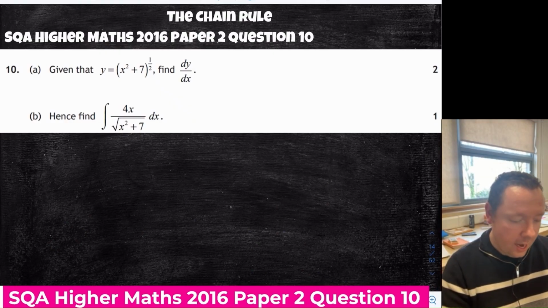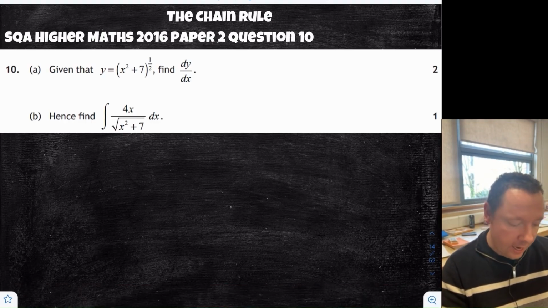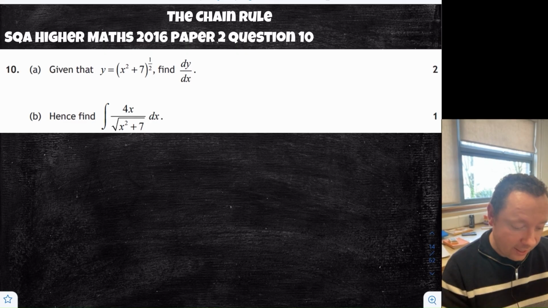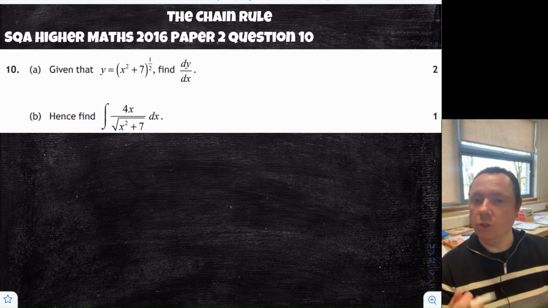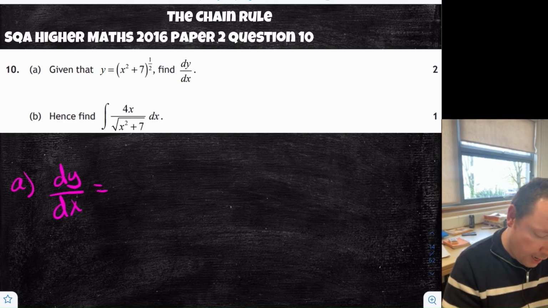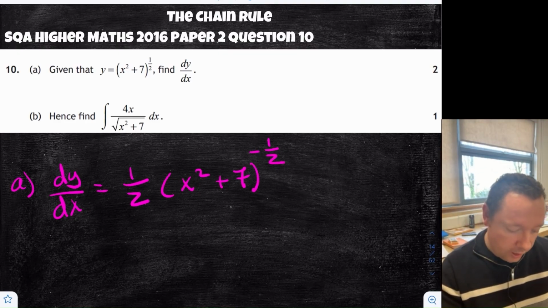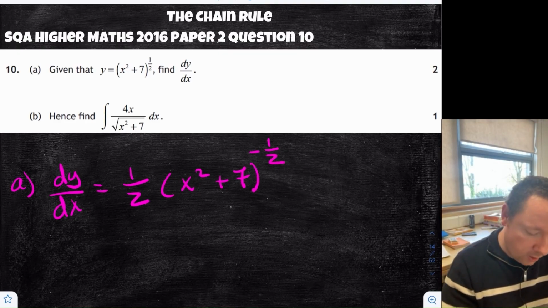The chain rule. SQA Higher Maths 2016, Paper 2, Question 10. Given y equals the square root of x squared plus 7, find dy by dx. And then part B, hence find the integral of this function, which we'll use our answer to part A to do. So part A, dy by dx is equal to, take the half down to the front, (x squared plus 7), take 1 off the power, minus a half, and then we differentiate the bit inside the brackets, which is x squared, so that becomes 2x.